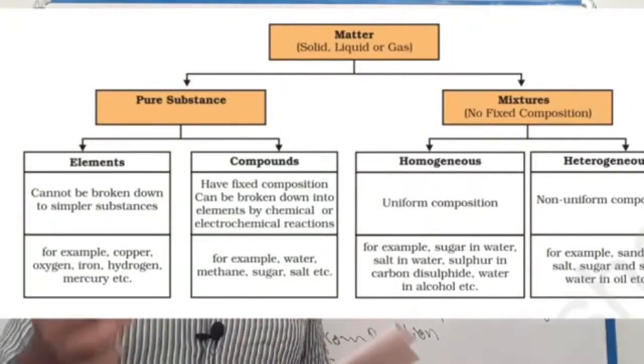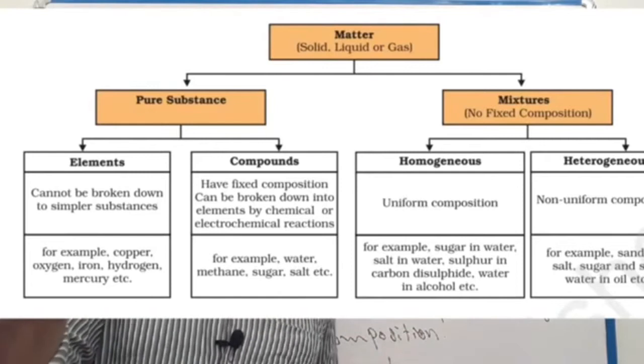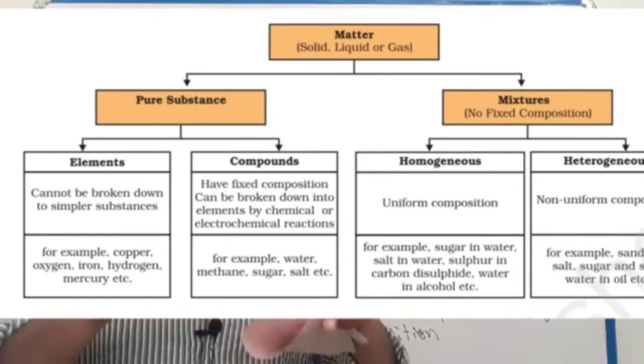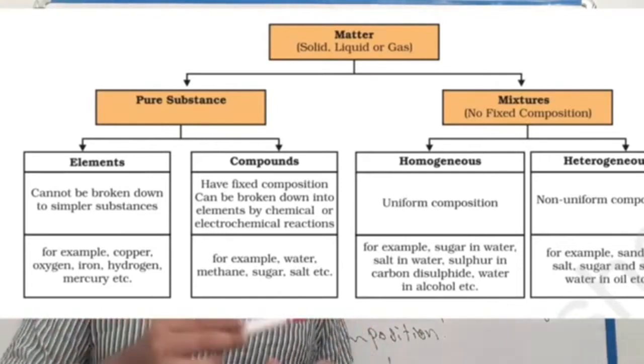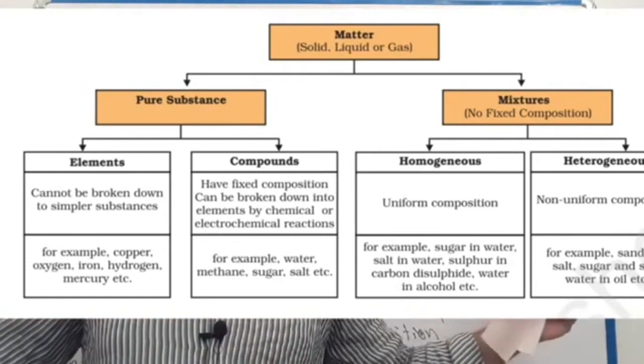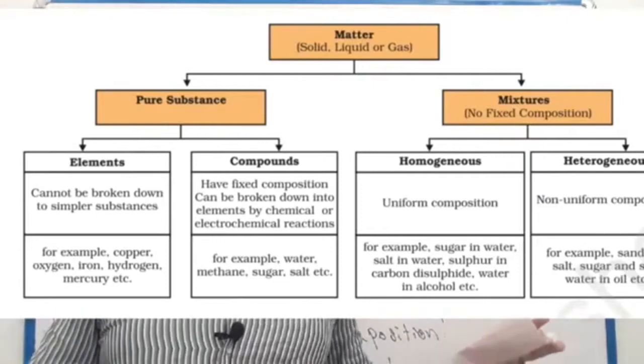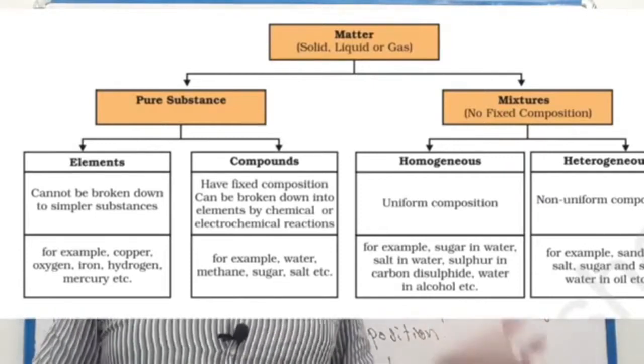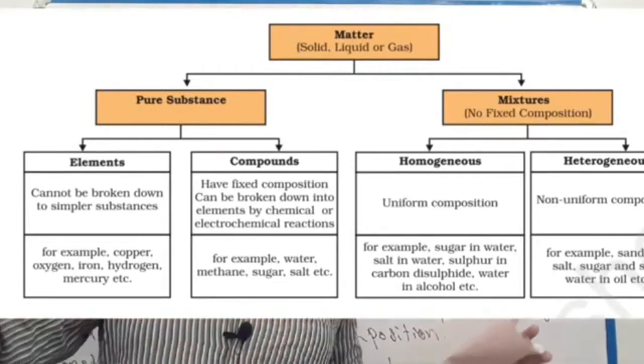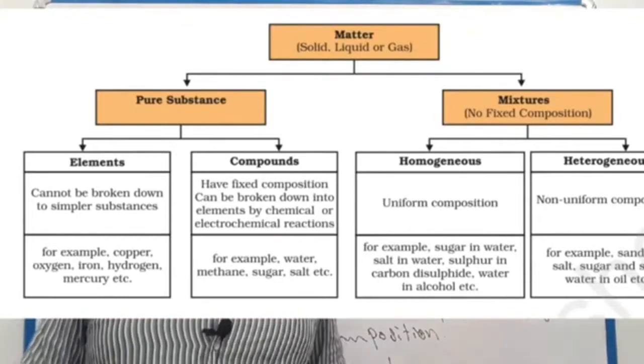Example, you take one gold bar. Imagine this is made of gold, so only gold atoms here. So this is an element. Imagine this room contains only oxygen gas, so here only oxygen atoms. So this is an element. Elements mean only one type of atom.